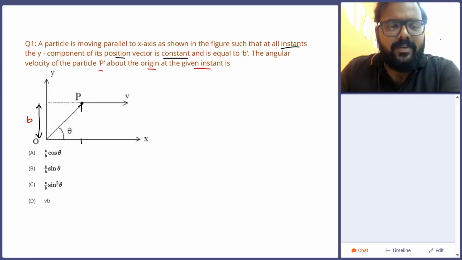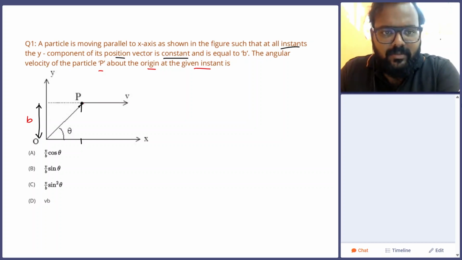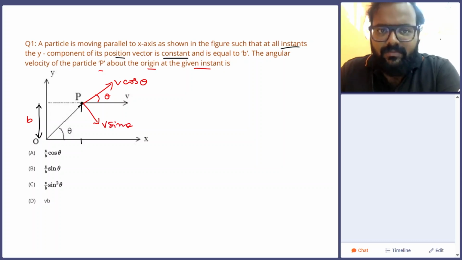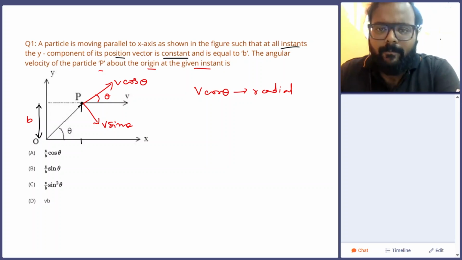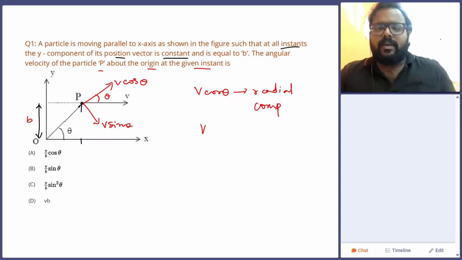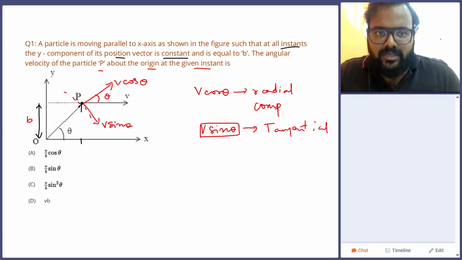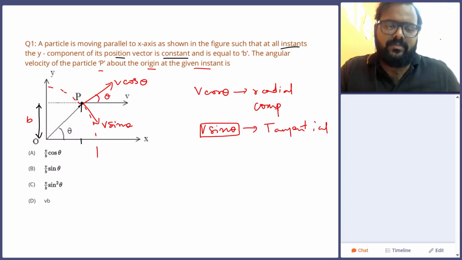Now see, there are different ways of doing this problem. Let me tell you one way. This is v and this is theta. I can decompose this vector into two. I can call this v cos theta and I can call this v sin theta. In fact, v cos theta is the radial component, while v sin theta is the tangential component. This is exactly what makes it look like it's rotating about a center.